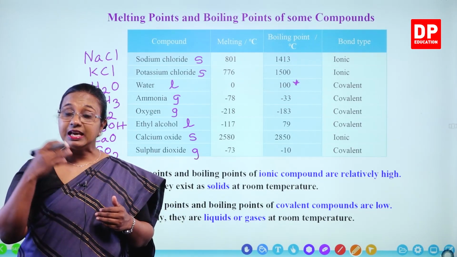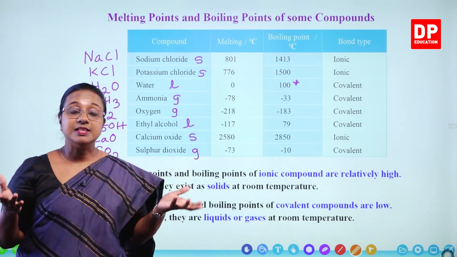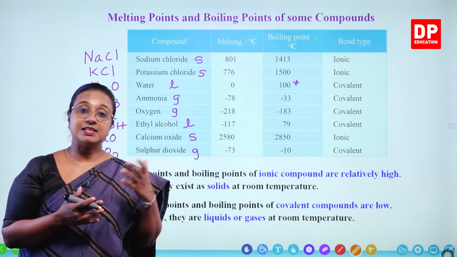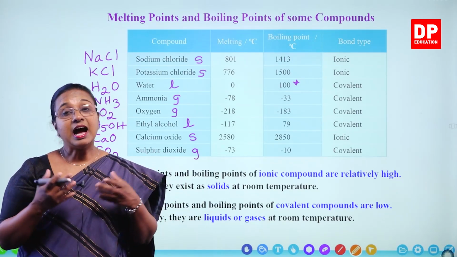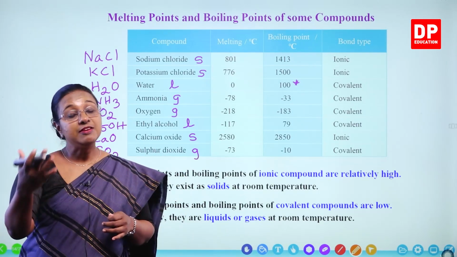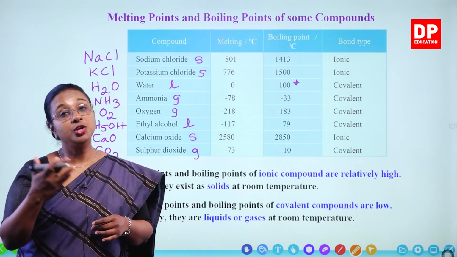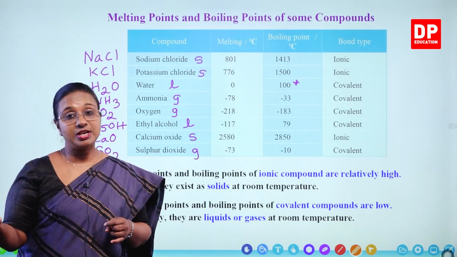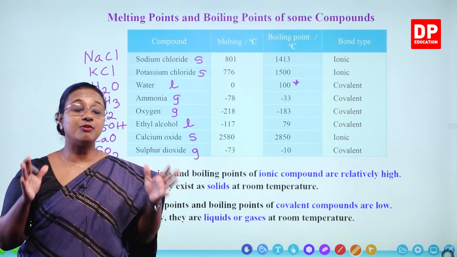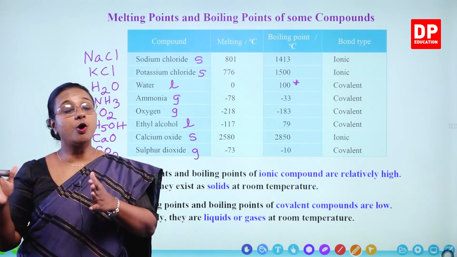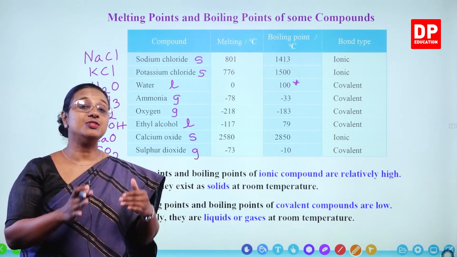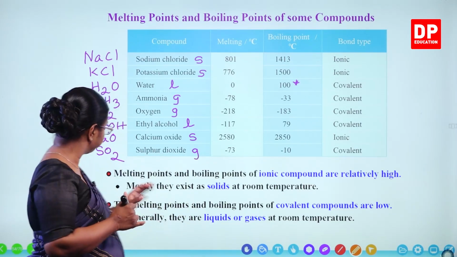Like that, if you take bromine, bromine is an element, again that is a covalent compound that exists as a liquid, whereas iodine is a solid. So those are also covalent compounds. Even if you take sucrose, sugar, glucose, those are all solids. So those are solid covalent compounds. So covalent compound can be either solid, liquid or gas depending on the compound. But the ionic compounds are solids at room temperature.